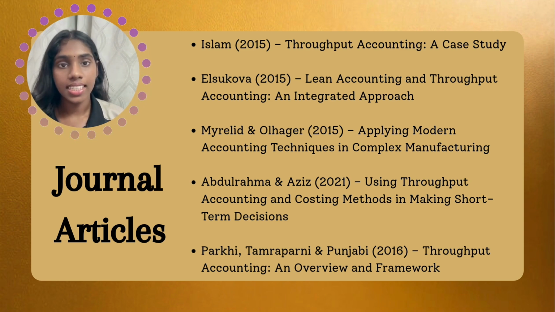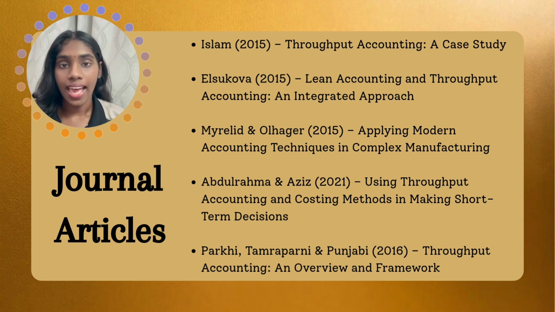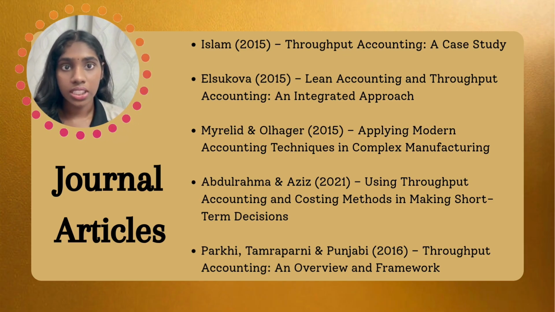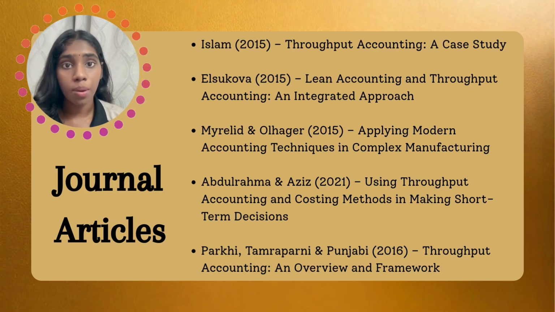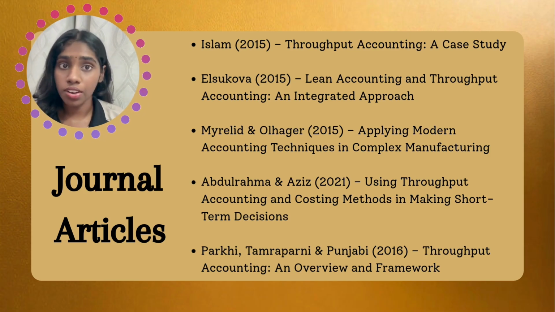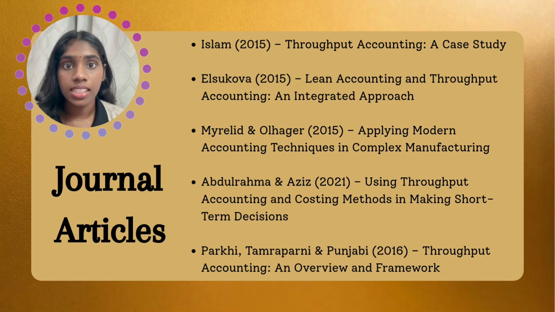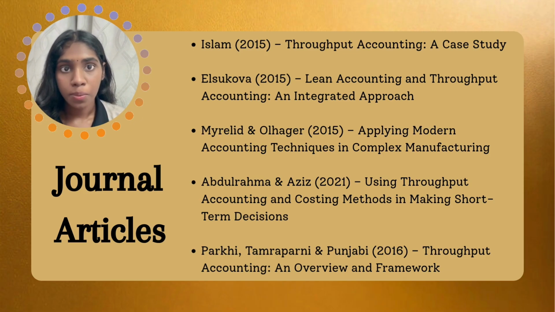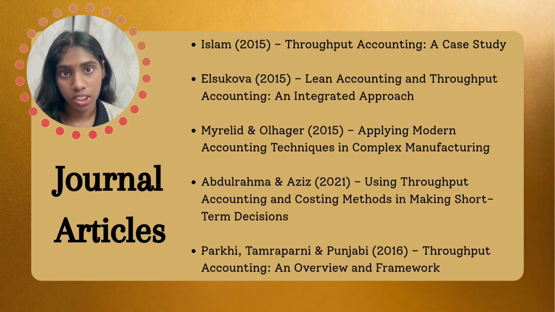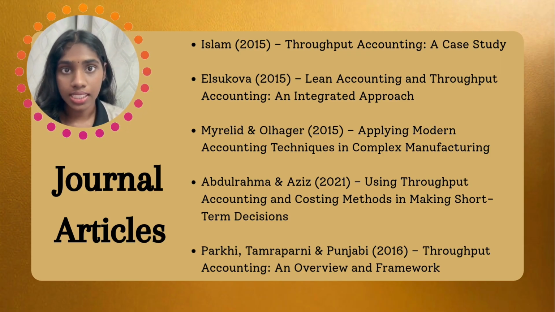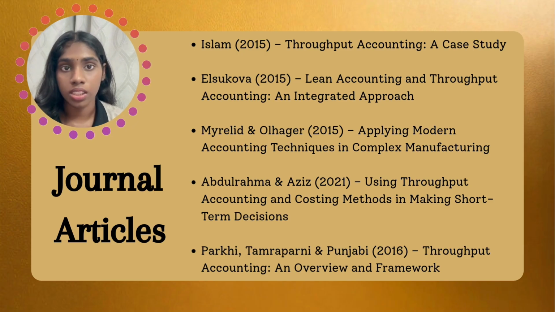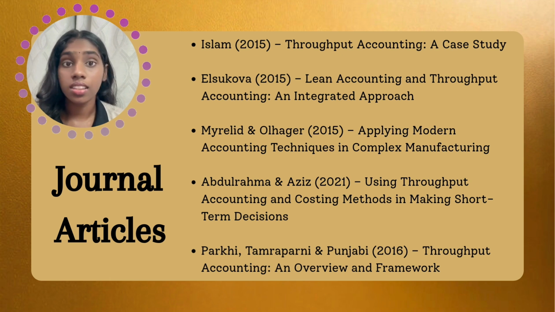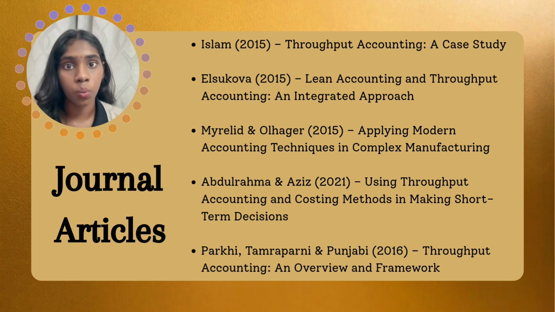The second article is Lean Accounting and Throughput Accounting, an integrated approach by Tatiana Elsukova. This study argues that traditional management accounting systems cannot properly support modern production environments. The researcher proposes integrating lean accounting with throughput accounting, suggesting that the combination produces more useful information for managers. A major strength of this article is that it demonstrates how two modern accounting approaches can complement one another. However, the study is largely theoretical and lacks extensive real-world testing.